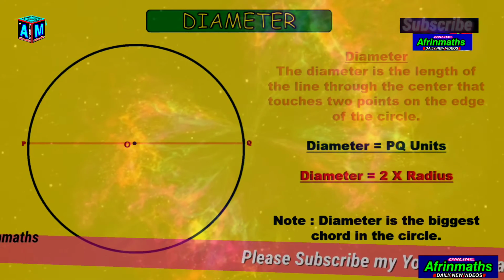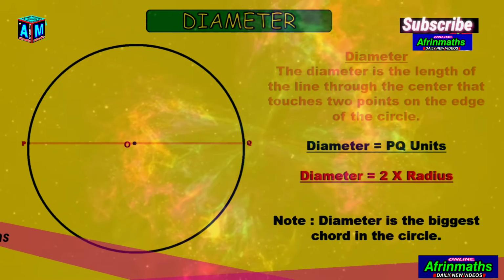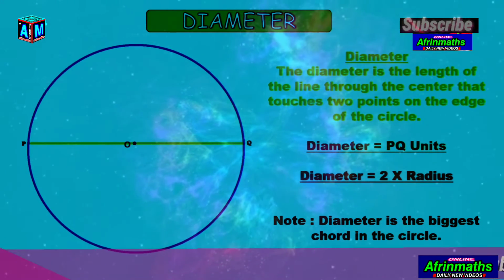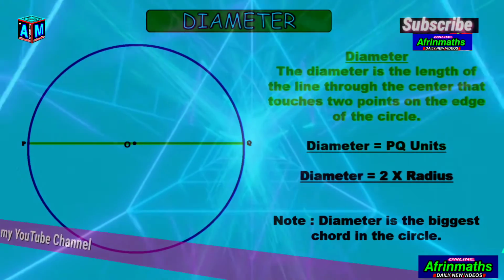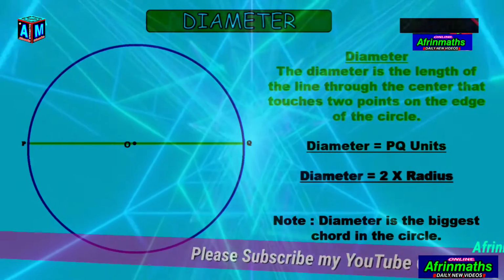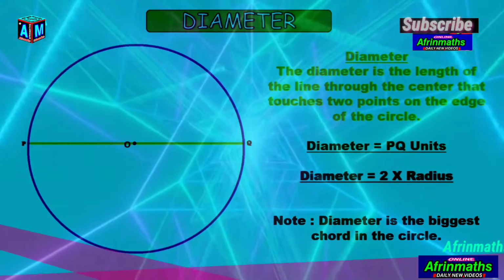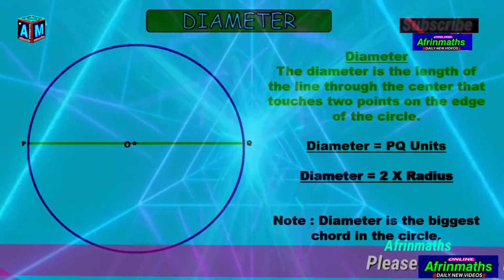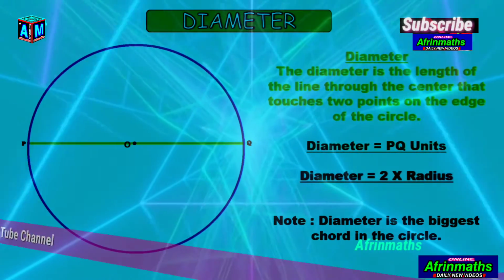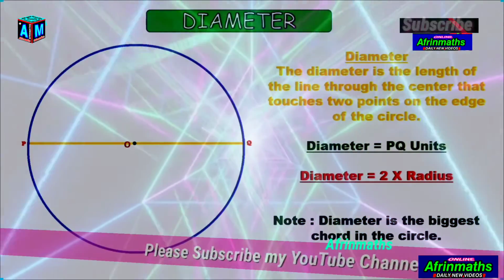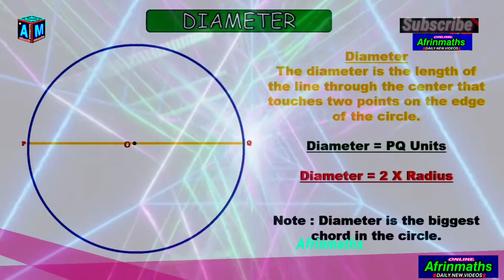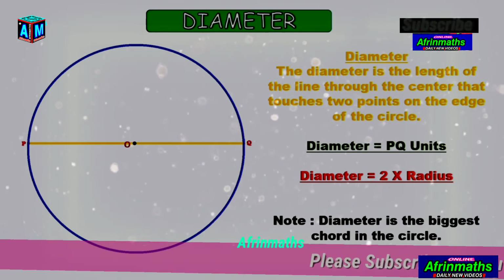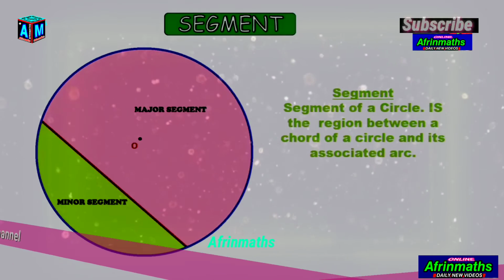Next property, diameter of a circle. The diameter is the length of the line which passes through the center and touches any 2 points on the circumference of the circle. The line which passes through the center and touches any 2 points on the circumference, we call that the diameter. Here the diameter is PQ units. Diameter equals 2 times the radius. Also we know that the diameter is the biggest chord, or the longest chord, in the circle.